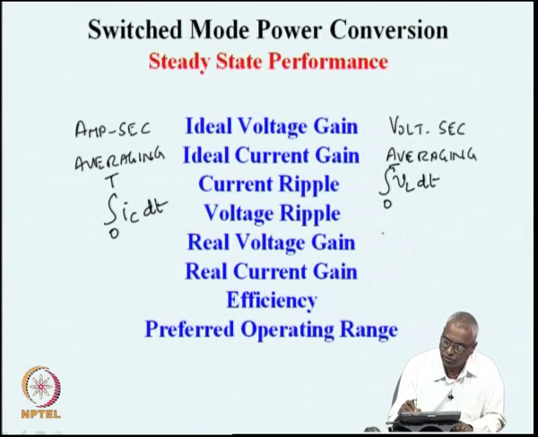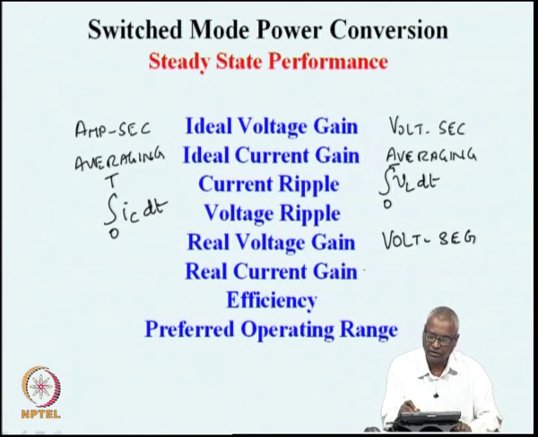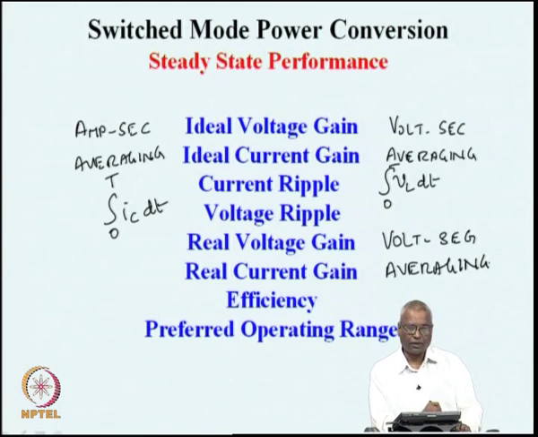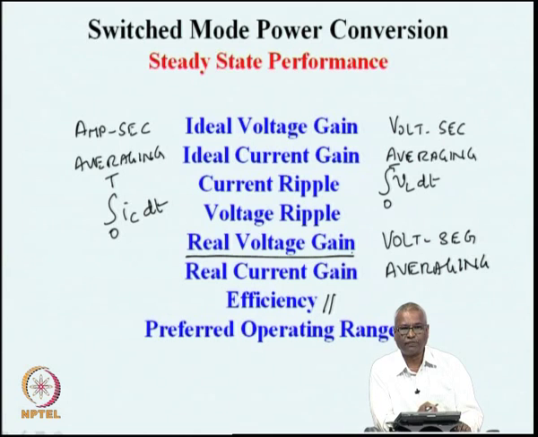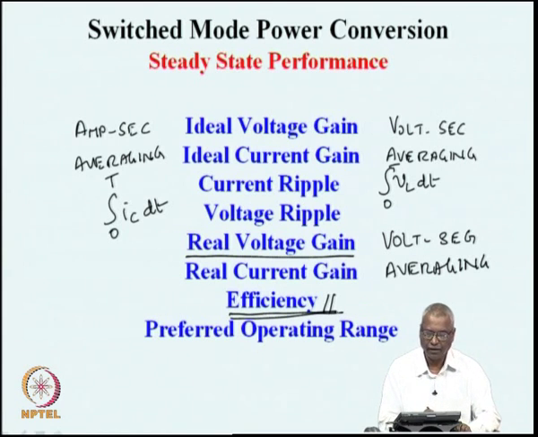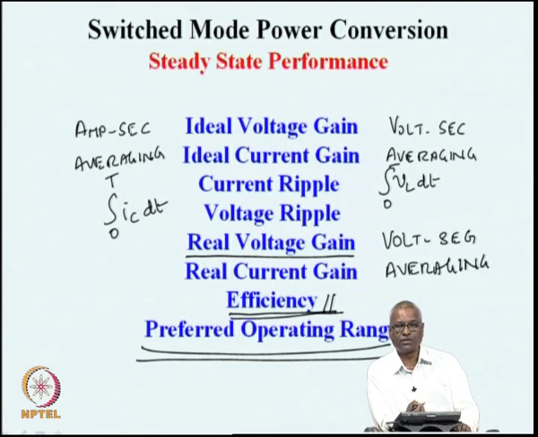And the real voltage gain is also obtained by volt second balance, but keeping account of the drops that are taking place on account of the parasitic resistances, parasitic voltage drops and so on. Real current gain is again found out by similar averaging process. And then the efficiency can be easily found out as the correction factor which appears on the voltage gain. The real voltage gain and the ideal voltage gain will differ by a correction factor, and that correction factor will be our efficiency. Okay. The preferred operating range is normally found out where the efficiency is closer to 1.